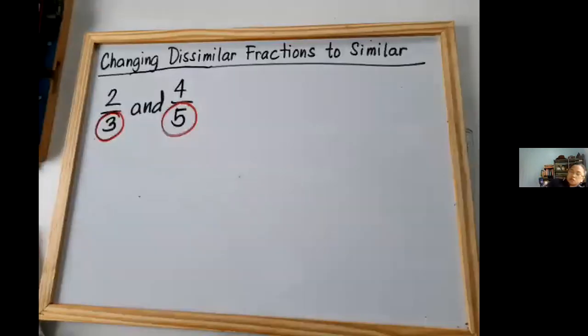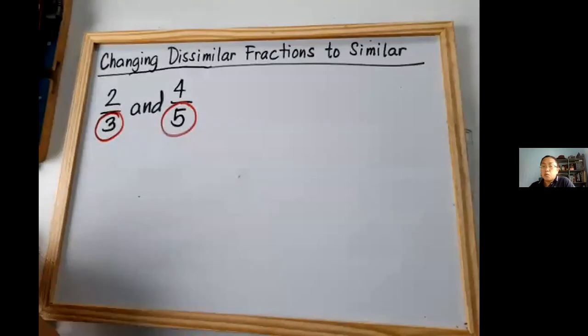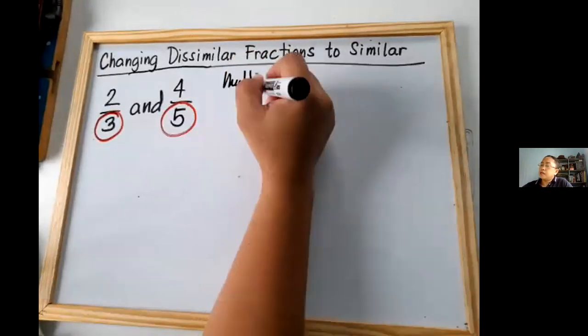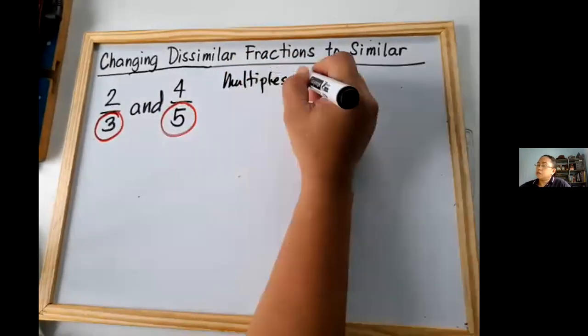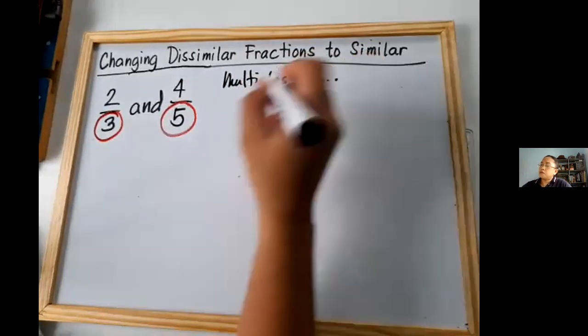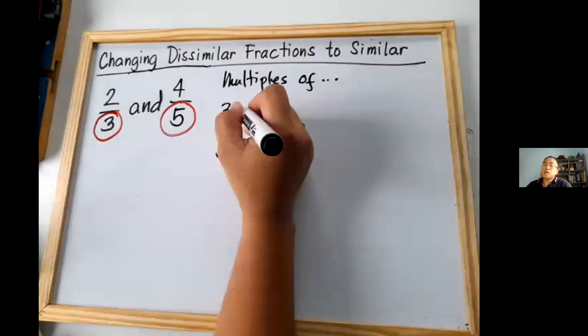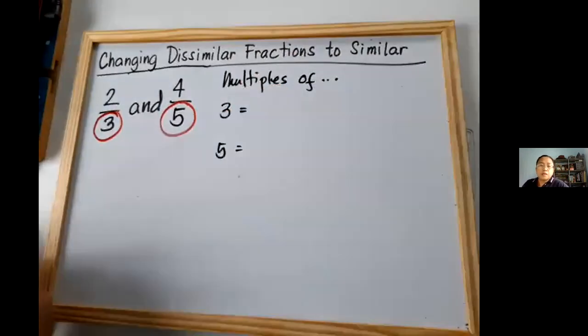Okay? Or common denominator. So, paano ang gagawin natin dyan? Una, ang pwede natin gawin dyan is to list the multiples of 3 and 5. So, doon tayo sa side. Let's list down multiples of 3 and 5. Okay? So, doon tayo sa 3.